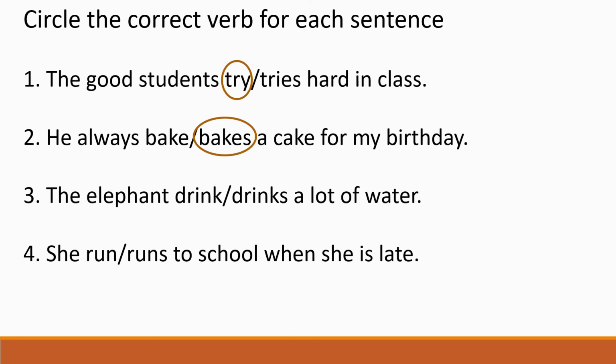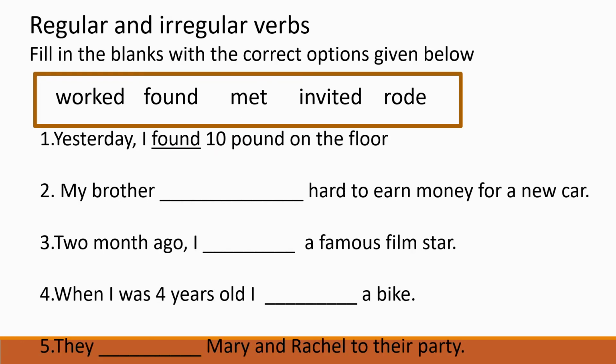And let's see this one, regular and irregular verb. Fill in the blanks with the correct options given below. So student, here options are given and you have to write the correct option in the given blank. So the first one is: yesterday I dash 10 pounds on the floor. So what answer will come over here, student? Yes, correct. Yesterday I found 10 pounds on the floor. Very good. And found is an irregular verb because we have not used ed over here.